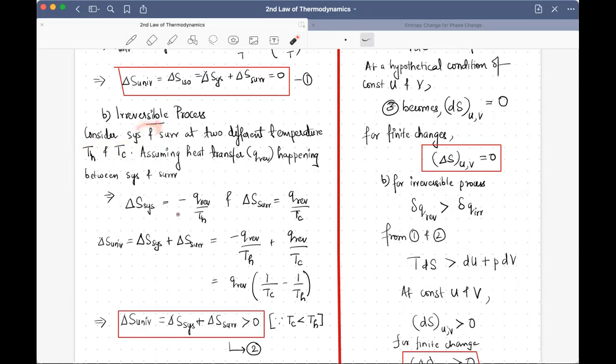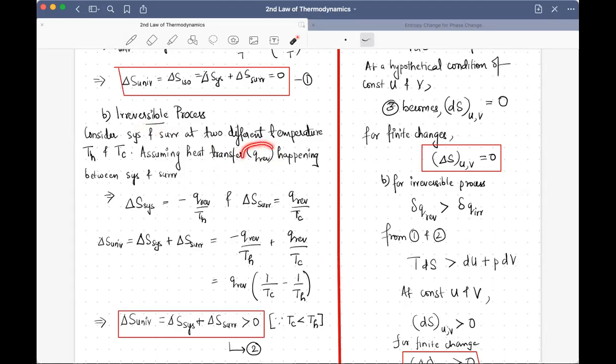Assuming that the heat that is transferred is Q reversible, that means the transfer of heat is happening in a reversible manner. Though this process is irreversible, we are assuming that the heat transfer is happening so slowly that it could be considered as a reversible process.